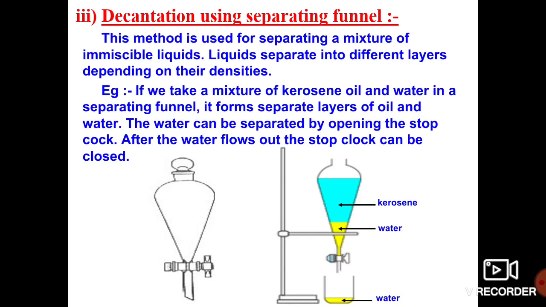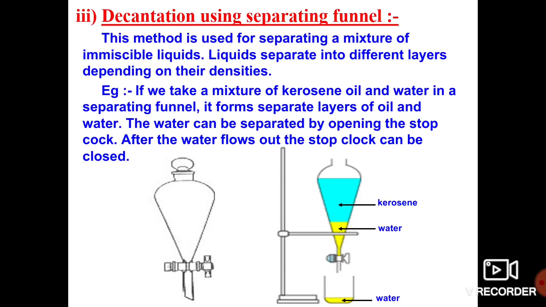When we add the mixed solution of water and kerosene into the separating funnel, it helps to separate the kerosene oil and water easily. Why? Because water usually settles at the bottom of the separating funnel and the kerosene oil floats on the water. Because water has more density and kerosene has less density.